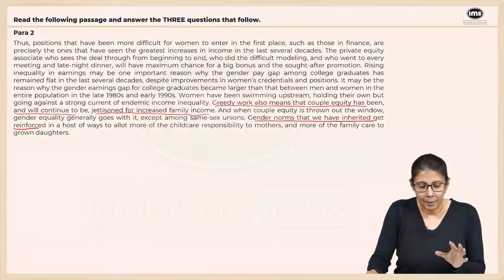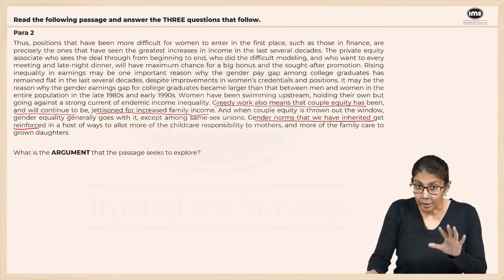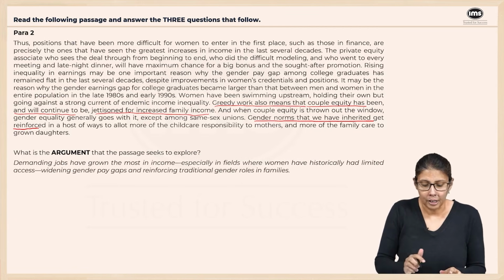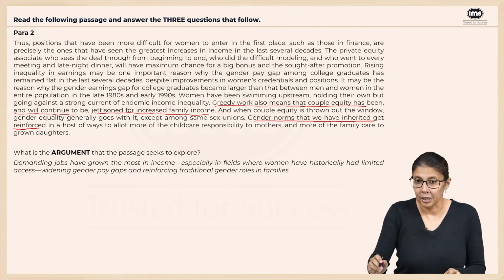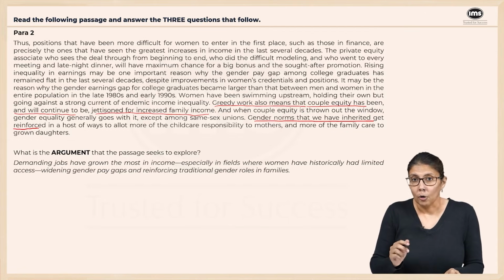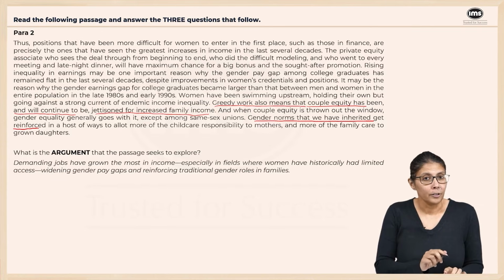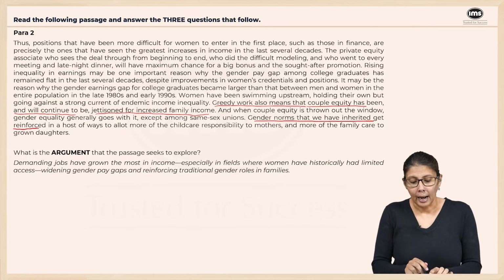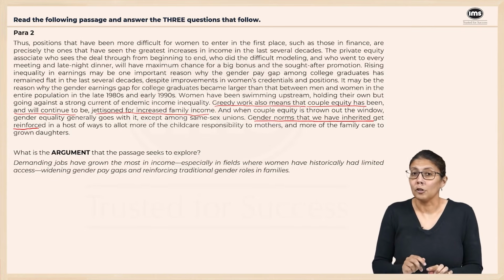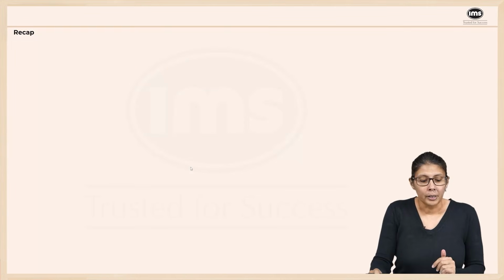So, if I have to sum up the entire argument for this part of the paragraph, we are trying to say that demanding jobs have grown the most in income. Now, these demanding jobs have also been in fields where anyway women have had a tough time entering. As a result, gender pay gaps have widened and traditional gender roles have actually been strengthened. Now, let's do a recap.